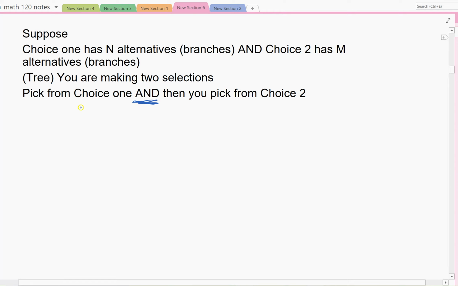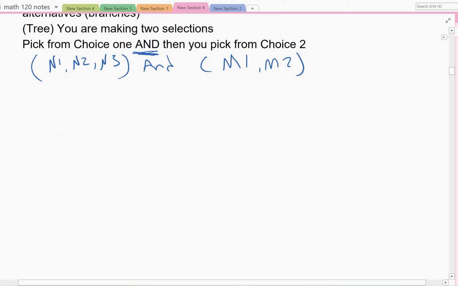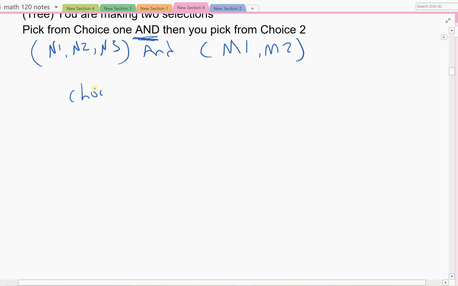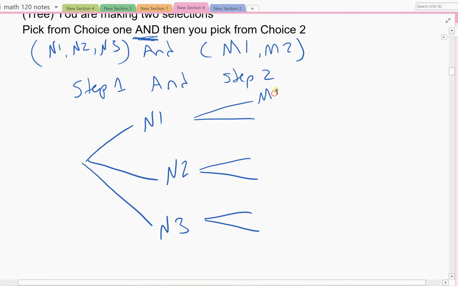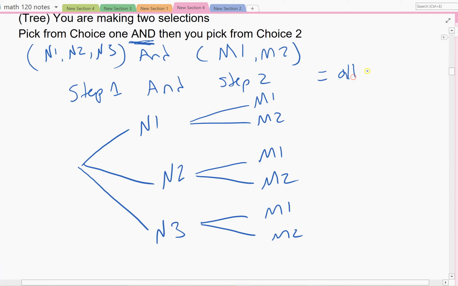And so when I draw my tree, suppose I've got 3 alternatives for choice one: N1, N2, N3. And there were 2 choices from choice two, M1 and M2. So if I set up my tree, I pick choice one, or I'll just write it as step one. There were 3 branches if there are 3 choices. So N1 is an option, N2 or N3, and then I have to do step 2, which has 2 outcomes leading off of each one of those. I could have M1 or M2, M1, M2, M1, M2. Then at the end would be all outcomes.